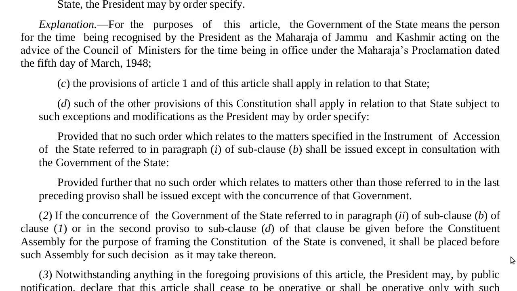Explanation. For the purpose of this article, the government of the state means the person for the time being recognized by the President as the Maharaja of Jammu and Kashmir, acting on the advice of the Council of Ministers for the time being in force under the Maharaja's Proclamation dated the 5th day of March 1948. C. The provisions of Article 1 and of this article shall apply in relation to that state.